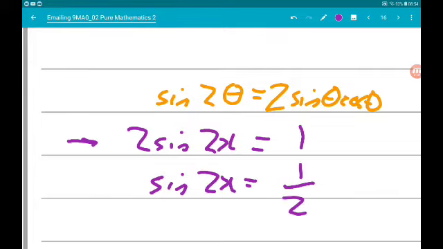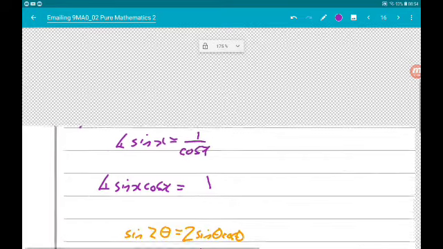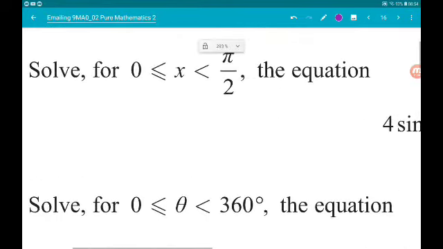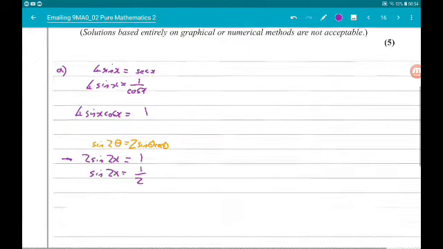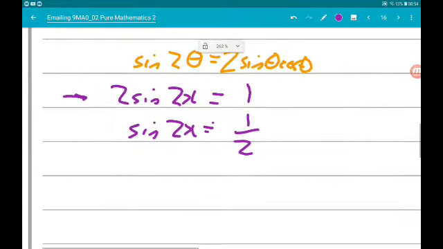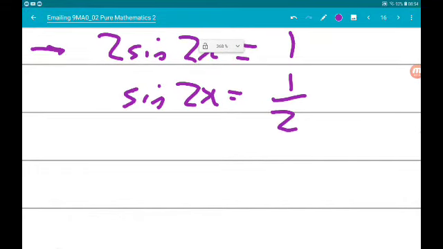1/2. Okay, so remember that we are solving for theta between 0 and pi over 2, so we are dealing with radians. So if we were now to inverse sine, we would get 2x is, so the inverse sine of 1/2 is 30 degrees, which is pi over 6.